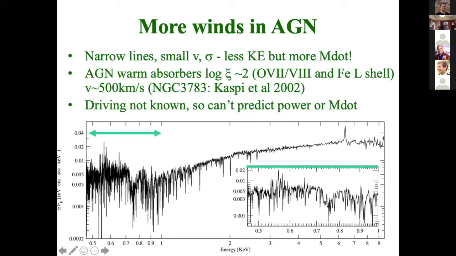They're at small velocities, so they don't carry much kinetic power, but they actually carry a lot of mass, that they are sculpting the mass that's available to accrete onto the AGN. So they're very important in terms of determining the AGN duty cycle. We don't know the driving mechanism for either of these, so we can't predict their kinetic power or the amount of mass they carry.